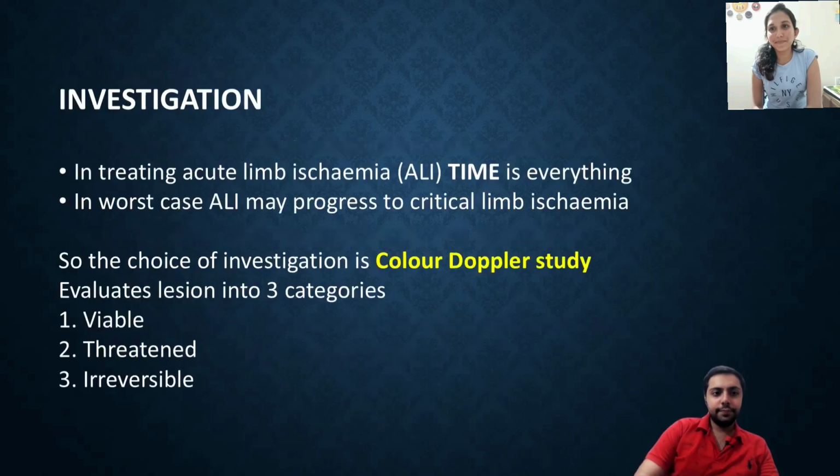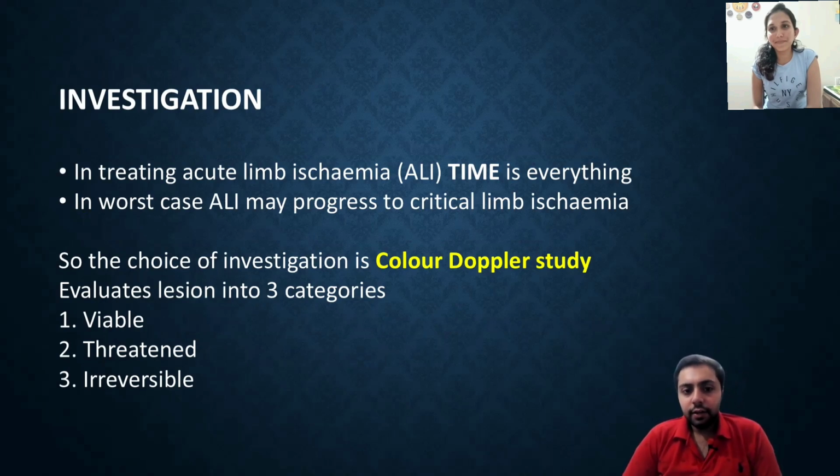Moving ahead. So what is the investigation? There is something called ALI, that is acute limb ischemia. In that, time is everything, because if we waste time, it will cause irreversible damage. In the worst case, it can progress to critical limb ischemia. And what is the investigation of choice? We do a Doppler study. Again, we will divide it into three: viable, threatened, and irreversible.